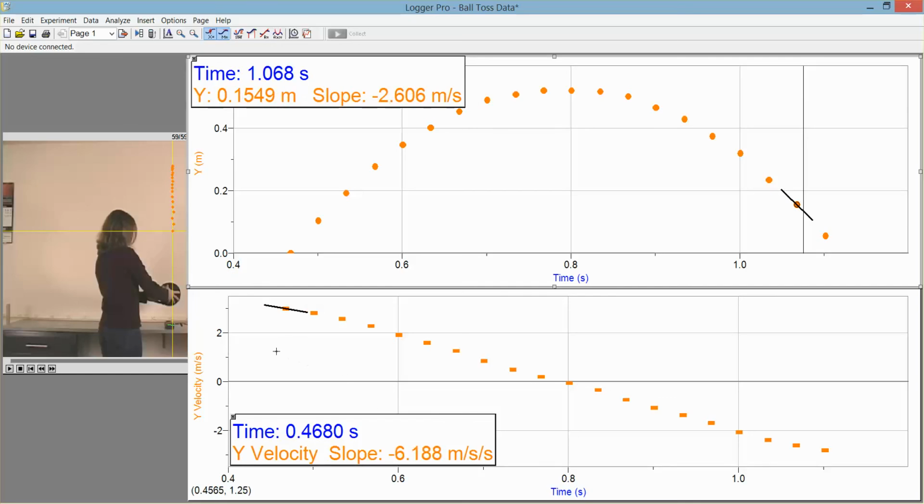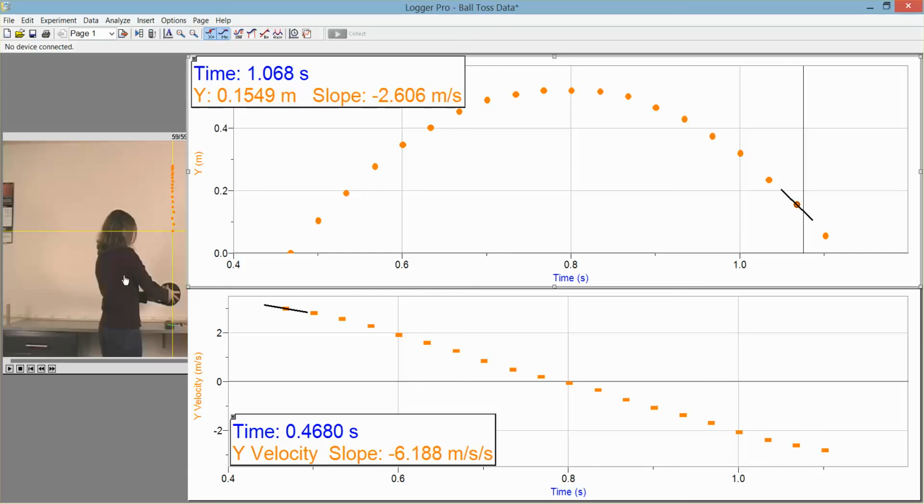We can do the same thing on the velocity graph, and the velocity tells us how fast the object's going. It's going about, we'll say, 2.5 meters per second to start. It's slowing down, slowing down, slowing down. It reaches a velocity of 0, and then it speeds up in the negative direction and reaches a final velocity of about negative 2.5. Now that's actually pretty interesting.